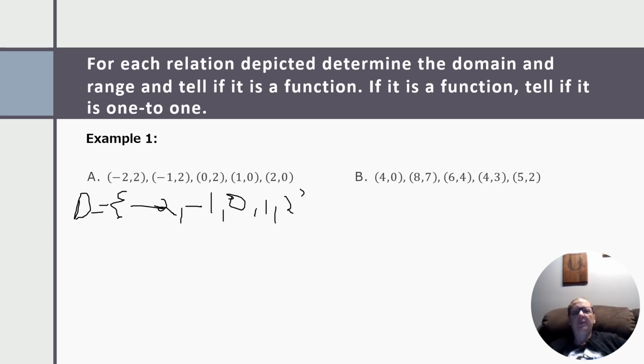Now, as I went through that, I noticed that each one of those was only there once. So that means each x value was only paired with one y value, which means that this thing is a function.